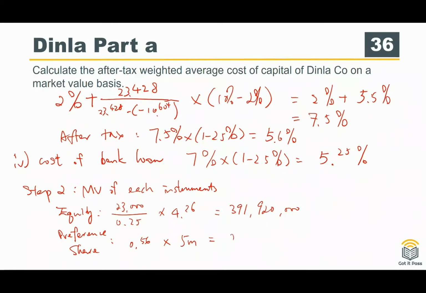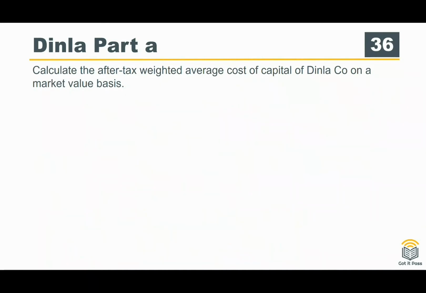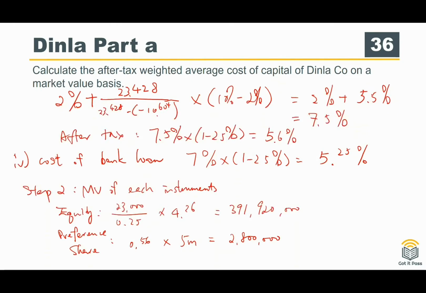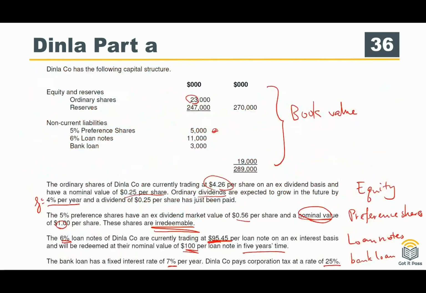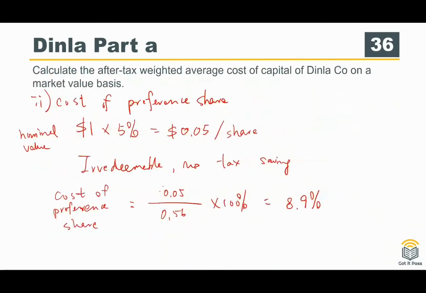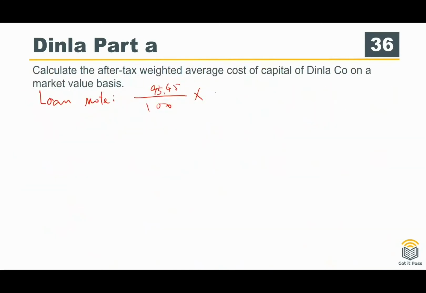So you got 2,800,000 for the preference shares market value. For the loan notes, market price is $95.45 divided by 100. 100 is the face value or the nominal value of the loan note, times we check the book value. The book value is 11 million, which means 11 million at $100 for the nominal value. In other words, we times 11 million here. Okay, we got the market value for loan note.